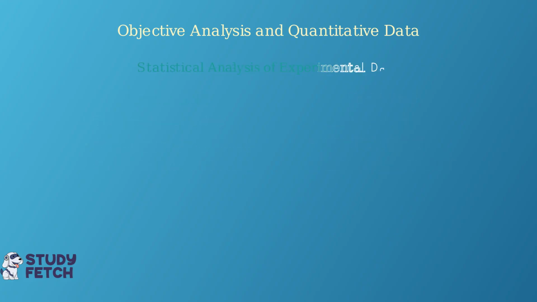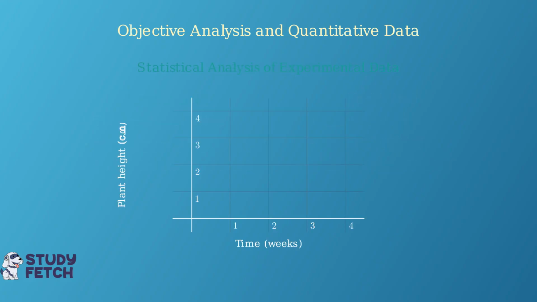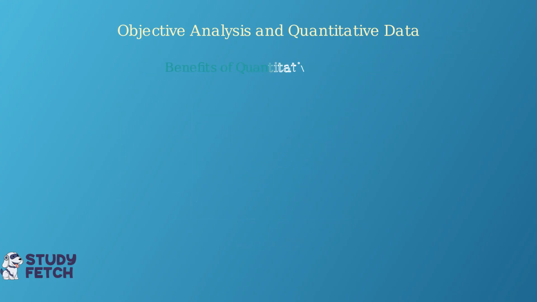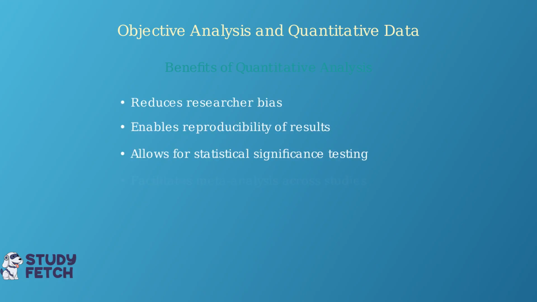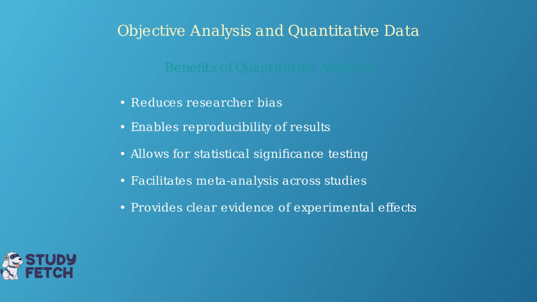Statistical analysis of quantitative data allows researchers to identify meaningful patterns and relationships. Here we can see growth data from a controlled experiment with clear measurements showing the difference between control and experimental groups. Quantitative data analysis provides numerous benefits to experimental research. It reduces researcher bias, enables reproducibility, allows for significance testing, facilitates meta-analysis, and provides clear evidence of experimental effects.